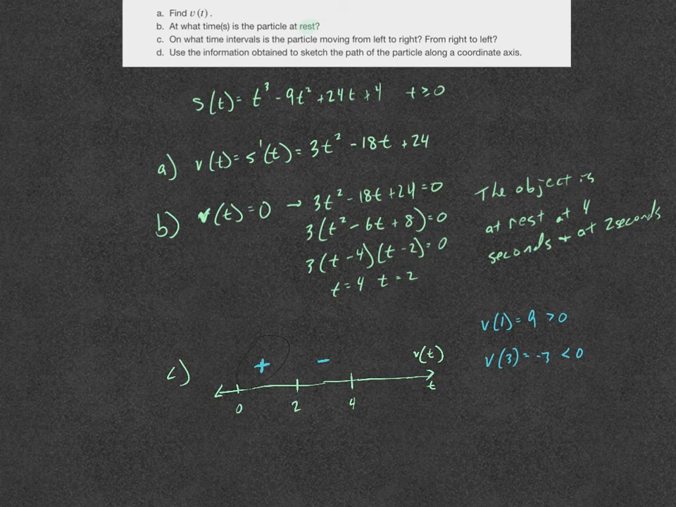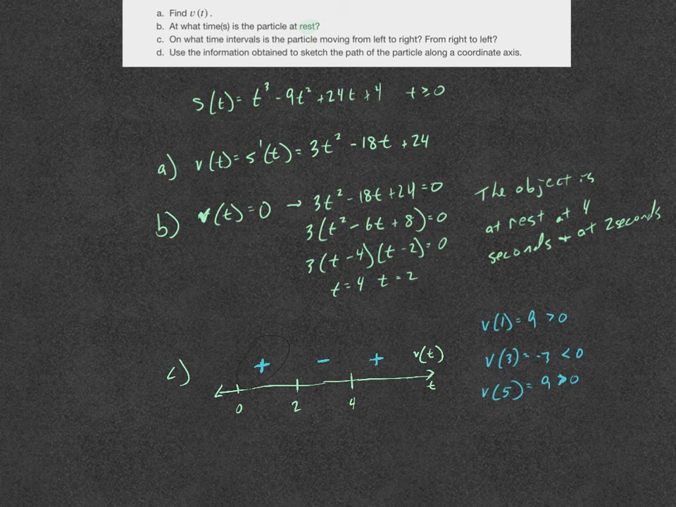And then finally, pick a number bigger than 4, the velocity at 5 seconds. Let's see what I get there. I'm pretty sure I get positive 9 again, and that is greater than 0, positive, okay? And so what we'll do next, and it says to do this in part D, is use the information obtained to sketch the path of the particle along the coordinate axes.